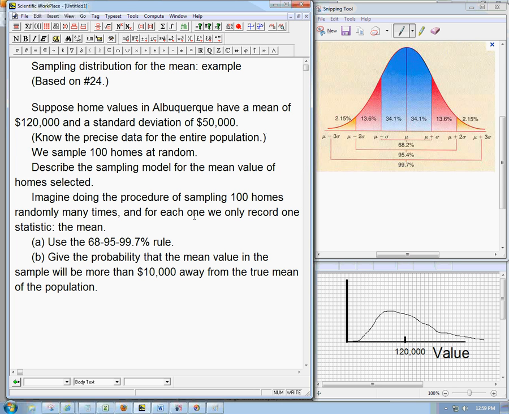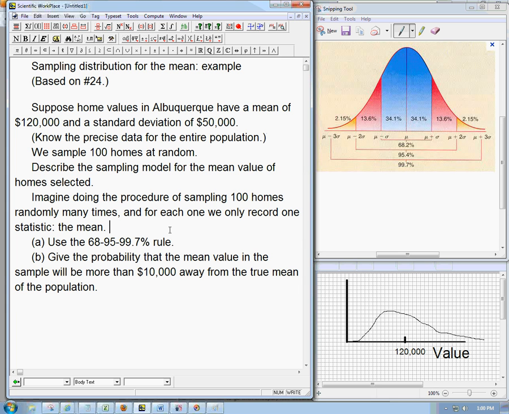Okay, so for each one we only record one statistic, the mean, and then what we imagine the sampling model for the mean is: what would the distribution of all those statistic values be? So if we keep doing 100 different random samples of 100 homes, we're going to keep getting different averages. They're not usually going to be 120,000, even though secretly they kind of should be. That's the ideal value, but they're not. There's randomness. But they should cluster around 120,000. How do they cluster? That's the thing.